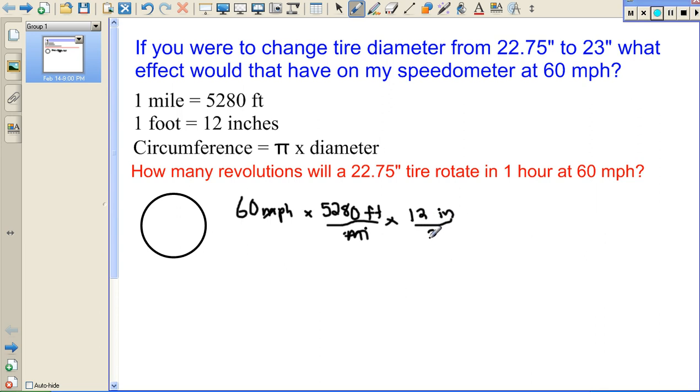You may have seen this like in a chemistry class. If you've taken chemistry, the feet on top and bottom cancel out. So we multiply by these, and this will tell us how many inches it will travel in 1 hour at 60 miles per hour. So let's get out our calculator.